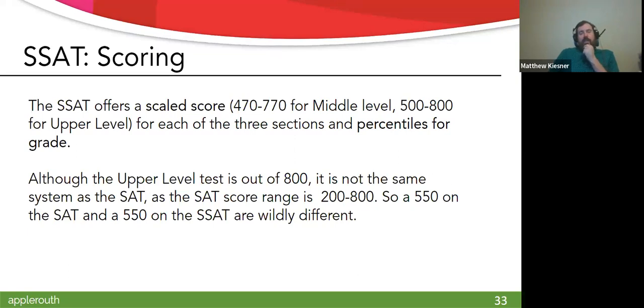So one thing to recognize is that because it says 800, a lot of people associate the SSAT with the SAT because obviously they're similar names, but there's a big difference. The range is 500 to 800, where on the SAT it goes all the way down to 200. So a 550 on the SAT and a 550 on the SSAT are very different scores. 550 is middle of the road for the SAT, middle of the pack, where that would be very low on the SSAT, right? So not understanding that distinction.